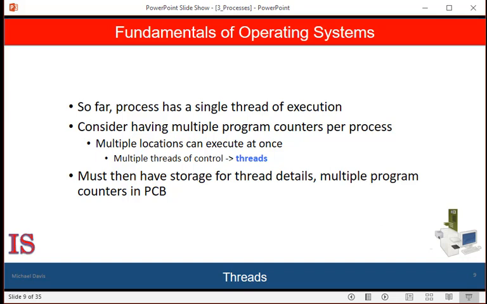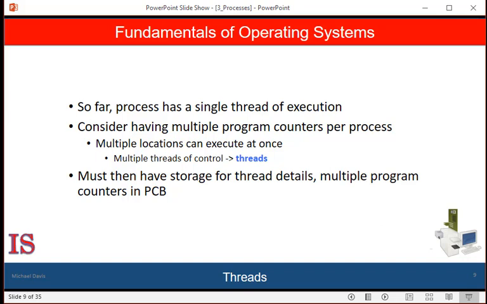The process model discussed so far has implied that a process is a program in execution that performs a single thread of execution. For example, when a process is running a word processor program, a single thread of instructions is being executed. This single thread of control allows the process to perform only one task at a time. Therefore, the user can't simultaneously type in characters and run the spell checker.